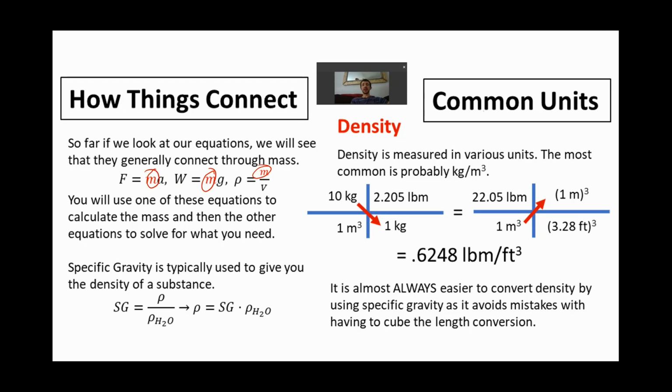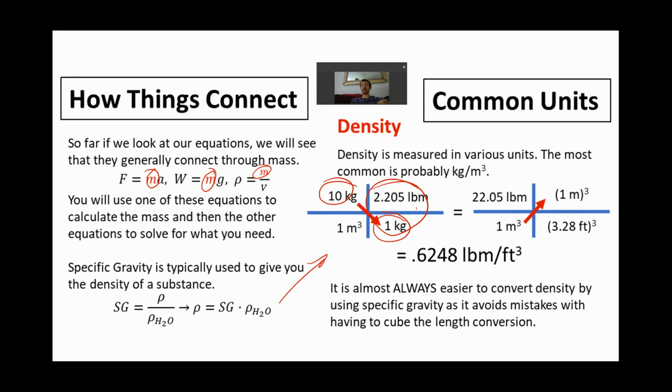Not always. Now, I said specific gravity is great for converting between densities. The reason for that is, as you can see over here, density is fairly easy to convert. However, it's a pain if you're not careful, because while converting the mass dimension is very simple, it's one step. You have 10 kilograms, want to go to pound mass, well, it'll be 2.205 pound mass per kilogram. This is a conversion you have in your book. That's all normal. Okay, so that would leave us 22.05 pound mass per meter cubed.